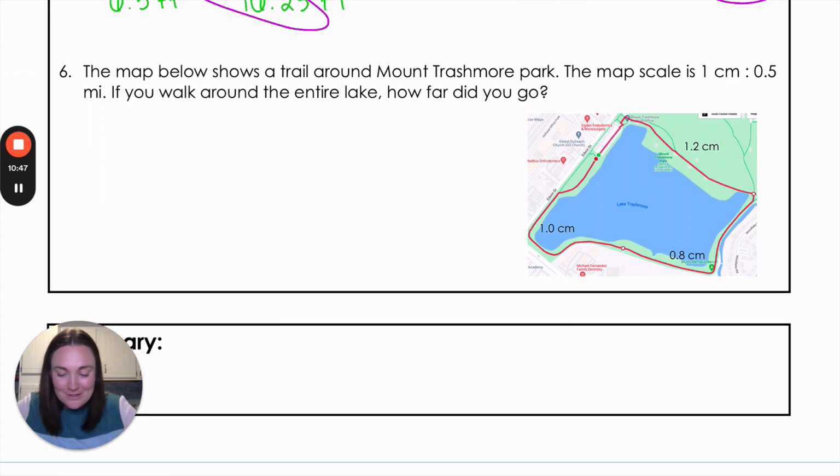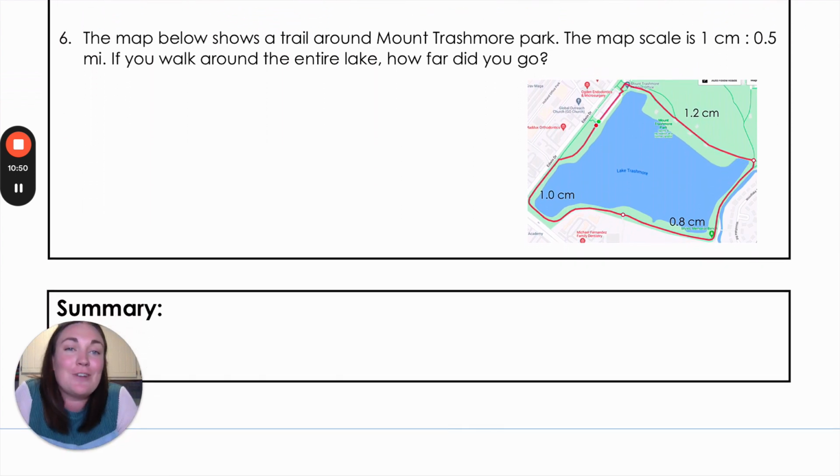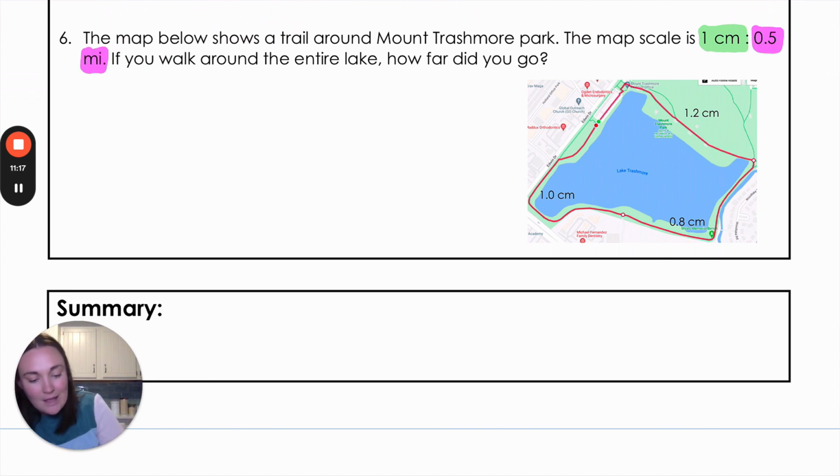All right, last problem for this video. The map below shows a trail around Mount Trashmore Park. The map scale is 1 centimeter is representative of 0.5 miles. If you walk around the entire lake, how far did you go? So let's look at those labels again. We've got 1 centimeter on here, but notice we don't have another set of centimeters quite yet in the problem. So we're going to come back to that in a second. But what we do know is 0.5 miles, and we want to know how far did we go, right? So how many miles did we actually walk? So we're missing that other set of centimeters.